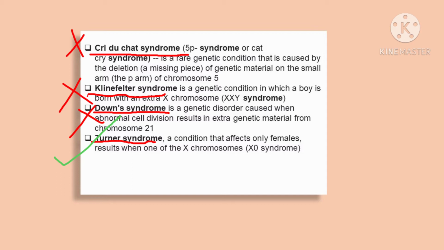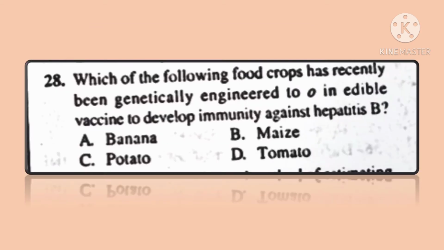Moving into the next question, which of the following food crops has recently been genetically engineered to be an edible vaccine to develop immunity against hepatitis B? Option A banana, option B maize, option C potato and option D tomato. So the crop which develops immunity against hepatitis B. Let's analyze the answers first.